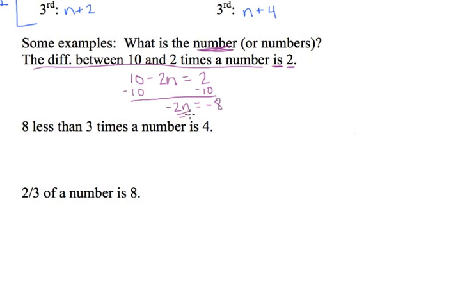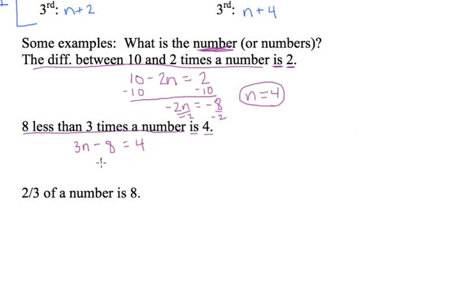And divide by negative 2 on both sides. Again, I'm going to change my statement. 8 less than 3 times a number is, that will be equals 4. So 8 less than 3 times a number. Well, 8 less than, that means you do the other thing first. So 3 times a number, and then 8 less than, that means minus 8 is equals 4.